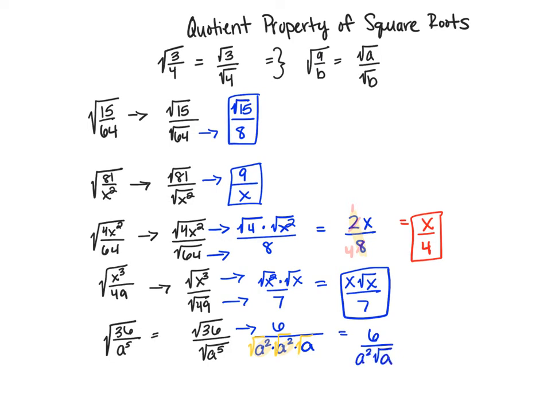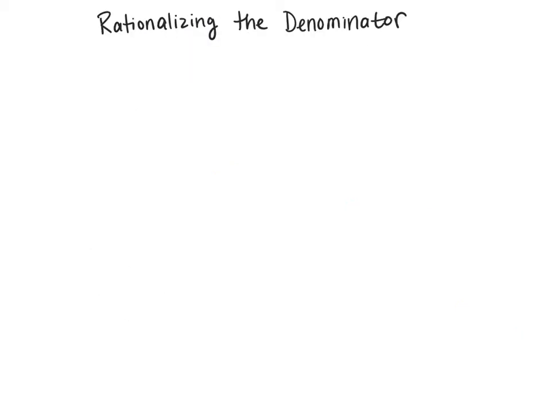So notice that none of our other answers that we did above had a radical in the denominator. So when this happens, this is not fully simplified. So this means you have a little bit more work to do, which we'll go into on the next slide. Okay, so like I said, when you have a radical in the denominator, it's not fully simplified.